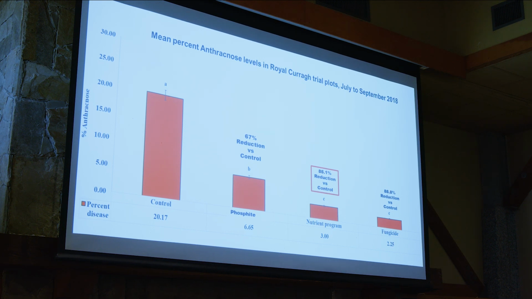And this is what we found, basically, anthracnose levels. This is July to September, the mean levels. So control there, about 20% worked out at. The phosphate on its own got a good reduction, 67% of the control. The Banner Max, 2.35, so almost totally controlled the anthracnose. But if you notice, statistically, this nutritional program was as good as the fungicide at controlling anthracnose. Apart from controlling anthracnose just as well as the fungicide, the turf quality was better as well. So that was a good result there.